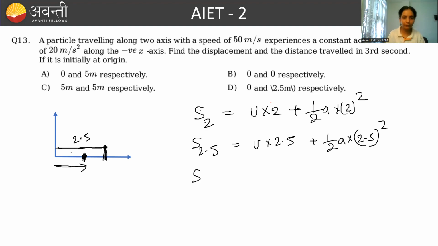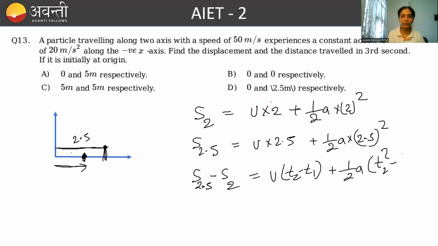Distance covered between 2 to 2.5 will be how much? Just subtract these two. So what will you put here? u (T2 minus T1) plus half a (T2 square minus T1 square), right? Let's now put the value. So initial velocity is how much? That is equal to 50. T2 minus T1, 2.5 minus 2, that is equal to 0.5, that is equal to 1 by 2.